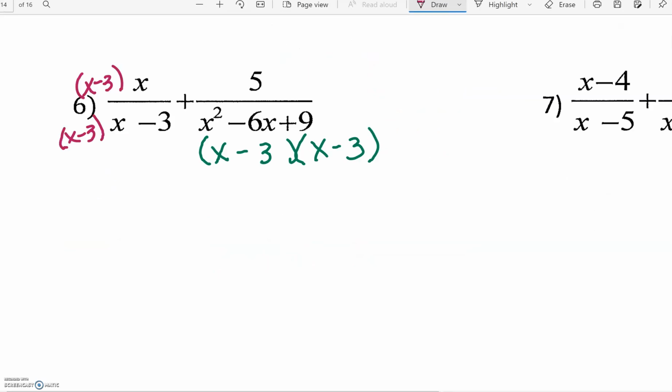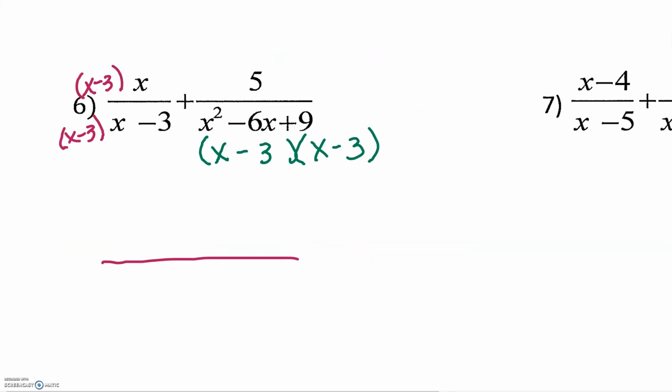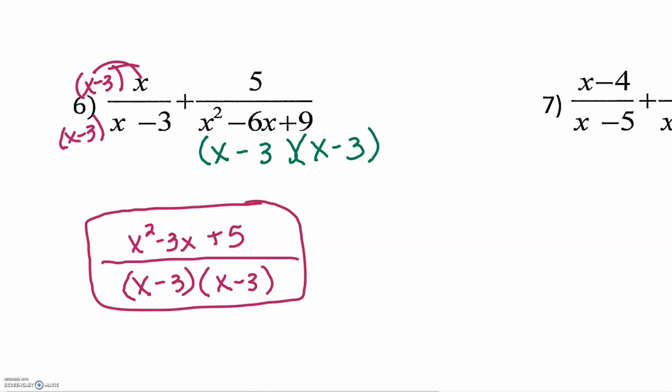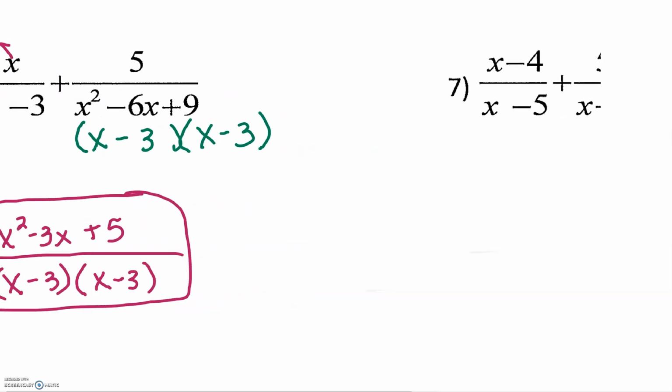So I know that I'm going to have the x multiplying by both of these. I'm just going to go ahead and write my x minus 3 denominator out here. And I'm going to have an x squared minus 3x and then a plus 5. So are there factors of 5 that add to get 3? Well, 5 and 1 are only factors, and so there's no way to get 3, so we are done. Can't factor or simplify any further.